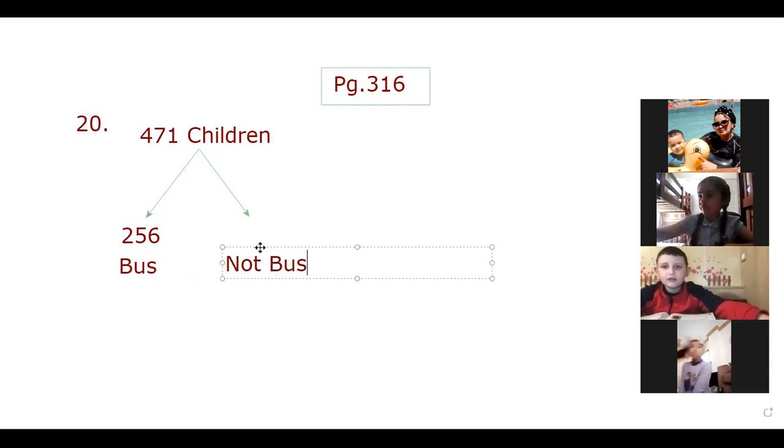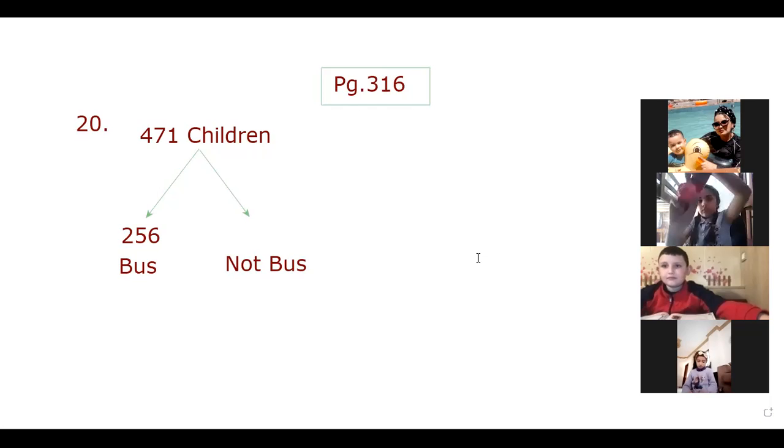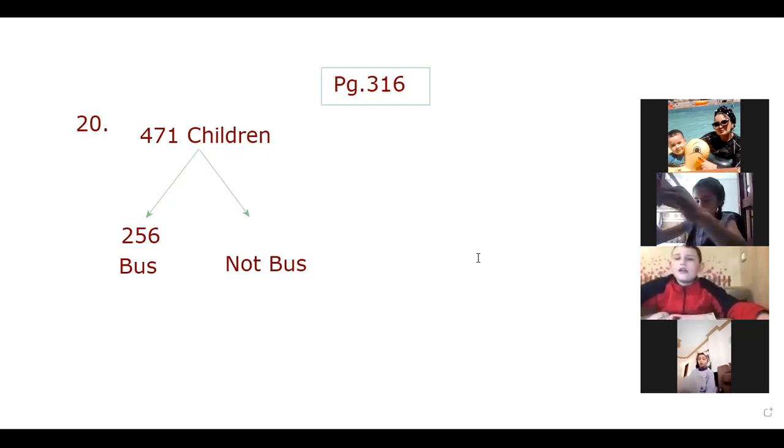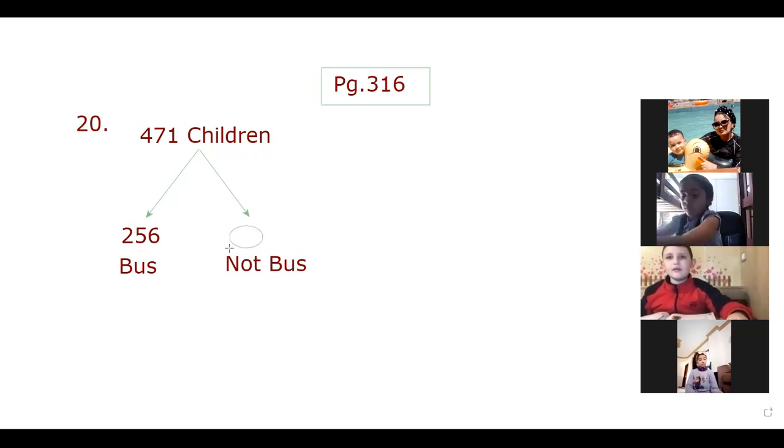Great job. So, okay, wait for me. There's a school. It has 471 children. 256 out of 471 ride the bus to school, and the rest are not using the bus. Maybe they came with their parents, maybe by walking, I don't know, but they don't ride the bus. So in this question, they want us to find how many students do not ride buses to get to school. If you want to find the other number, we should take away 256 from 471. Okay? Teacher? Yes.